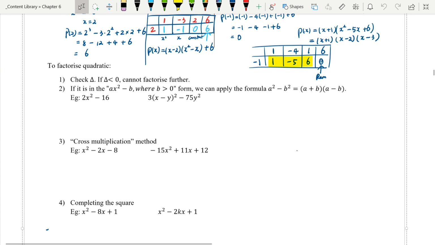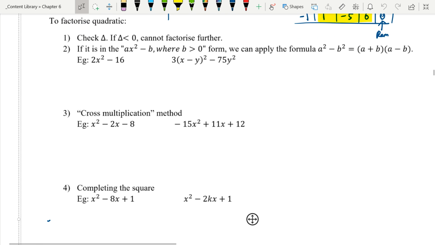Cubic polynomials, we need to think about, when I take a linear factor out, I will be left with some quadratic polynomials, and I need to know how to factorize quadratics. The thing is, I don't know how to factorize cubics, but I must know how to factorize quadratics. So this is the first thing we consider.